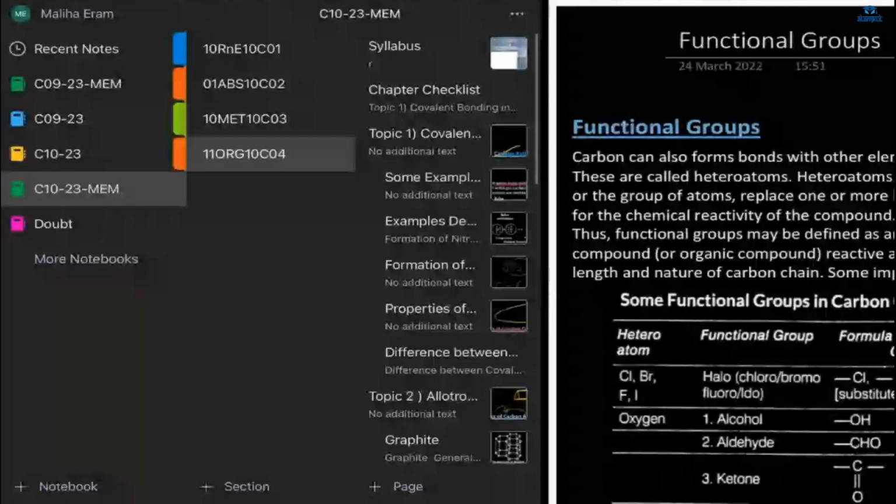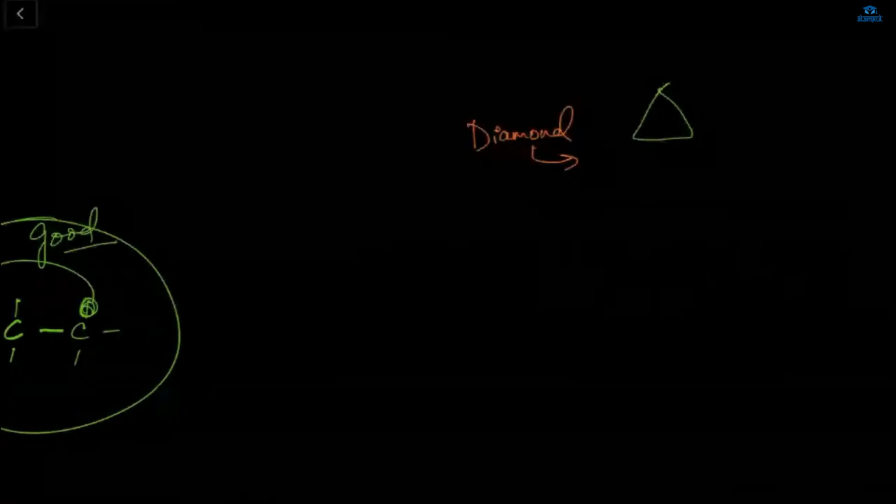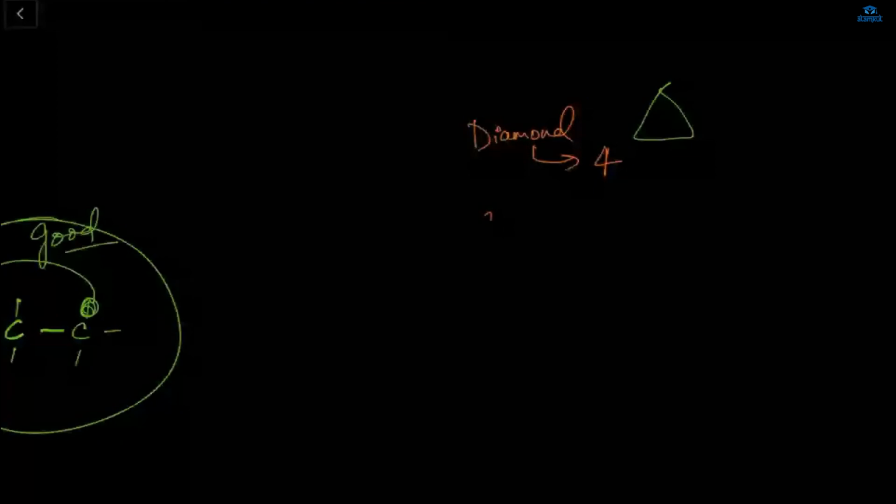Now you guys tell me, diamond can combine with how many carbon atoms to form a 3D structure? Two carbon, three carbon, four, five, six? How many? Safia? Yes, ma'am. Diamond will combine with how many carbons? Ma'am, it combines with four carbons. Four carbons, and is it a good conductor of electricity or bad? It's a bad conductor. Why? Because there are no free electrons. Yeah.